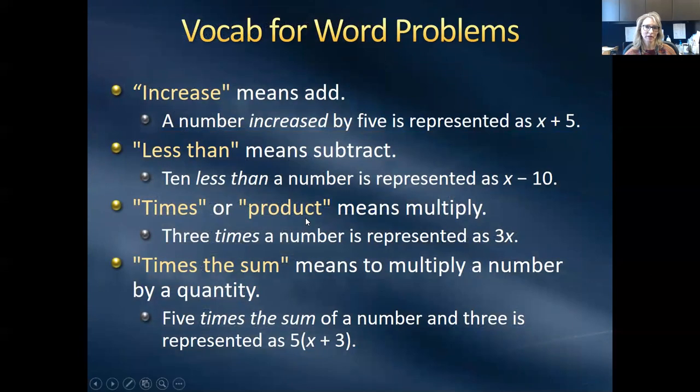Okay, here's some vocab for word problems. We already learned of means multiply, is means equal, what means where you put your variable, your x. So increase means add, less than means subtract, times or product means multiply, times the sum means you multiply a number by a quantity. So an example of that would be 5 times the sum of a number and 3. You would turn that into 5 times a number plus 3.